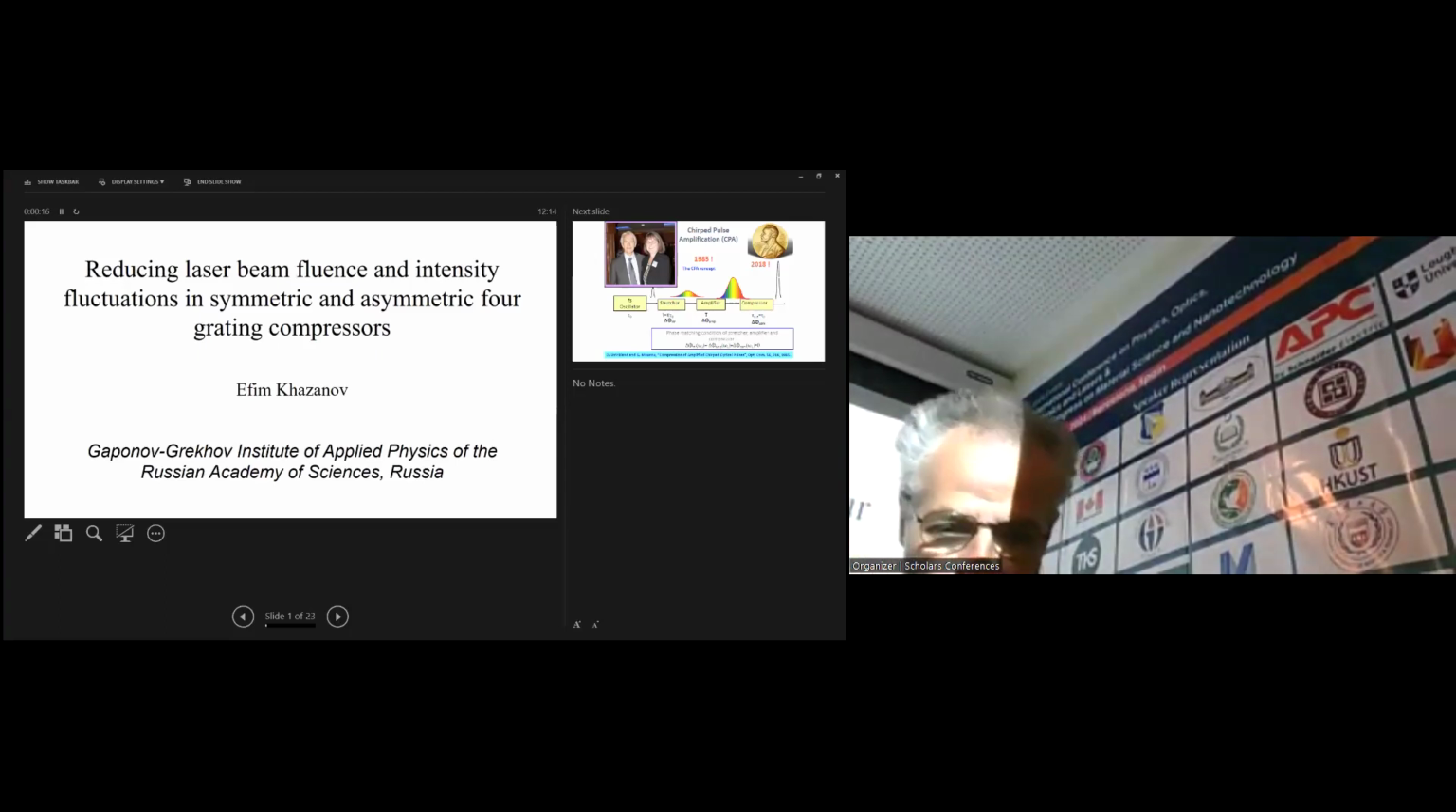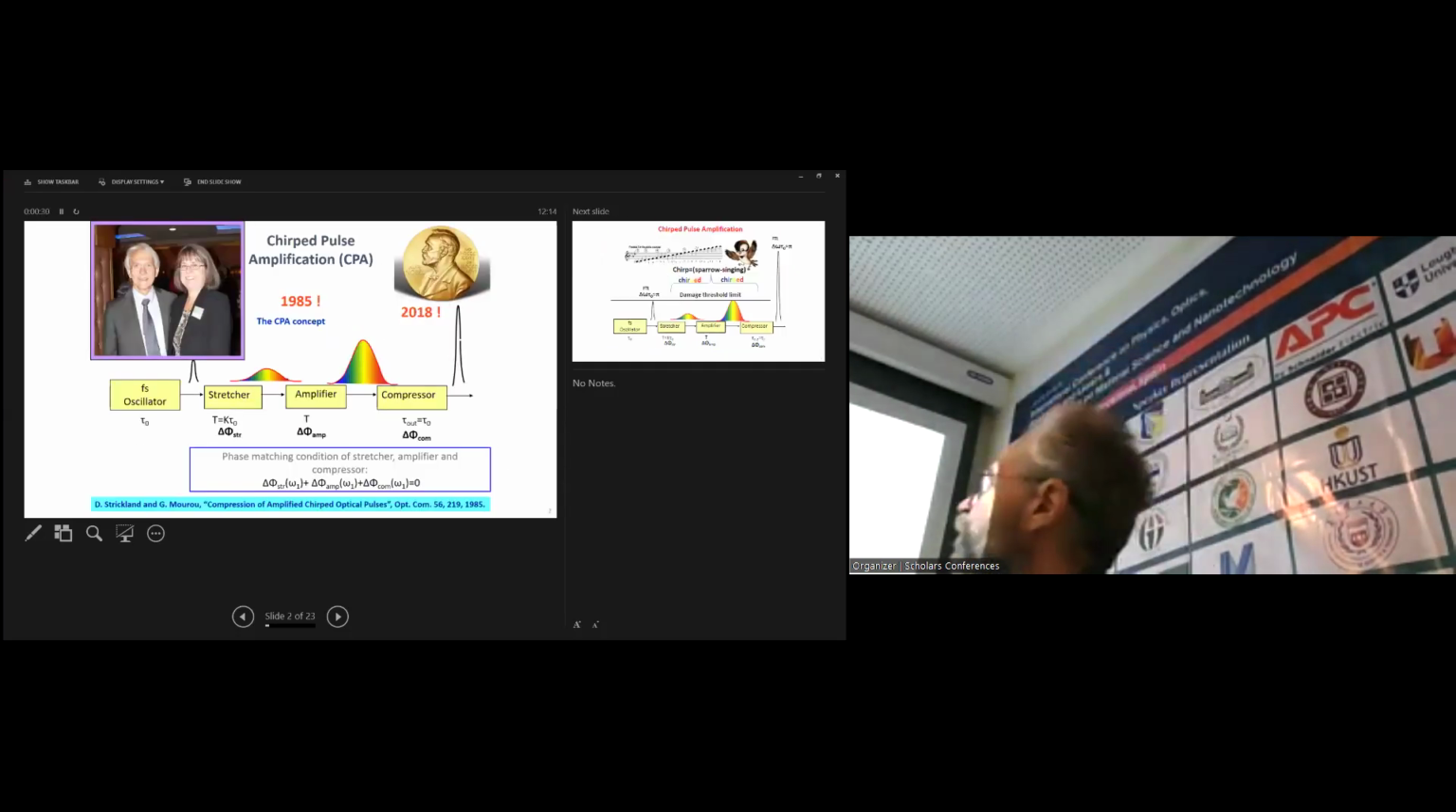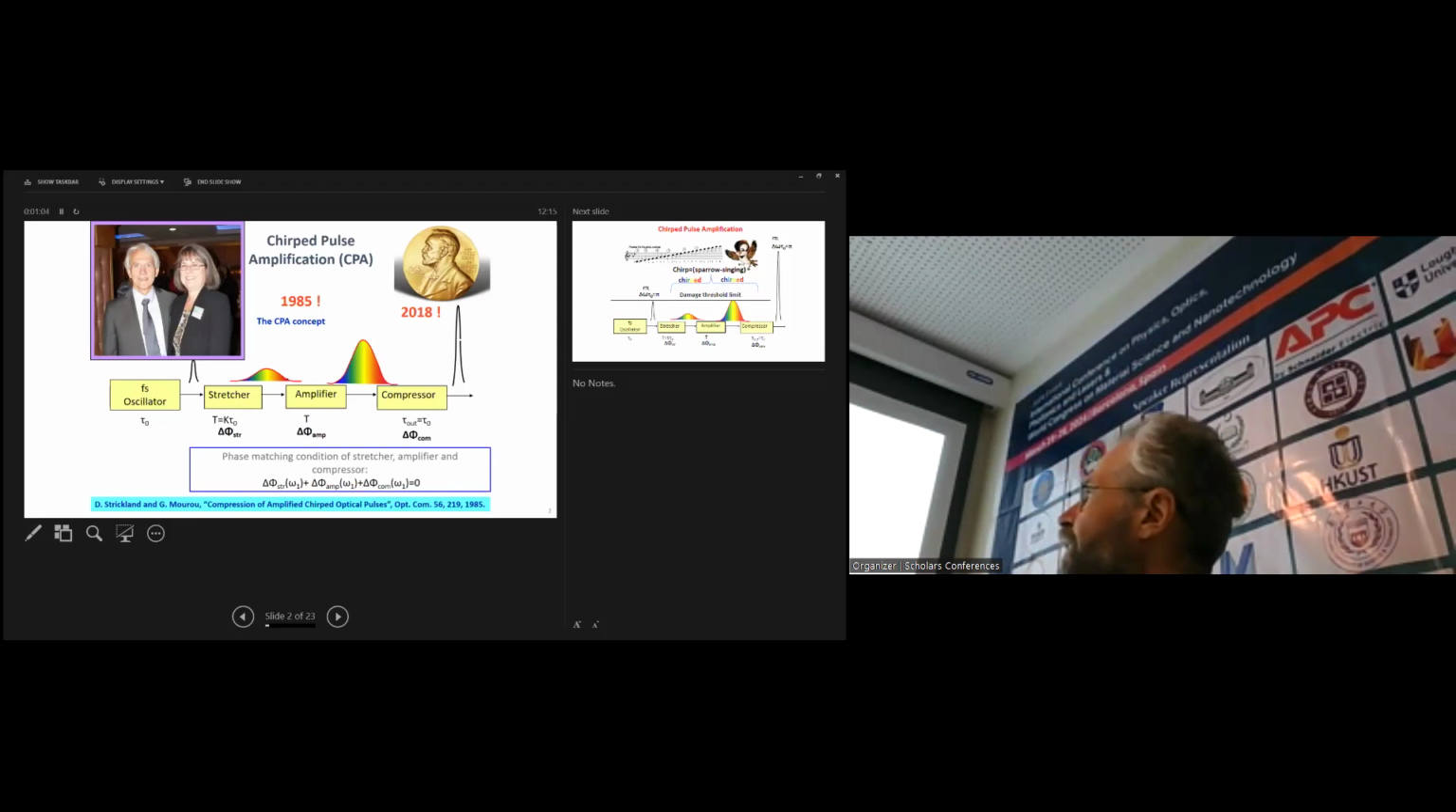Let me switch you to the world of high field physics, high power lasers, and I would like to start from an introduction, from the Nobel Prize 2018 for Gerard Mourou and Donna Strickland, who invented the so-called CPA, chirped pulse amplification method. This concept pushed the laser field, or laser power, by orders of magnitude, and the initial idea was published in 1985.